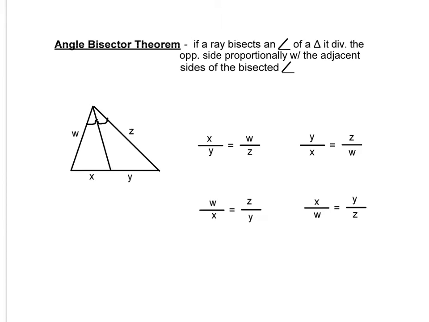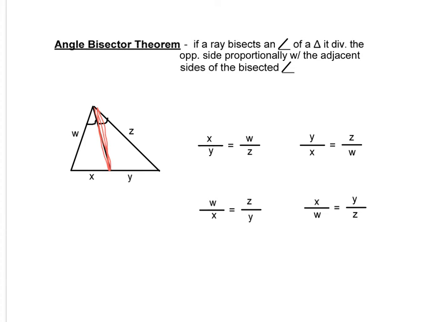The angle bisector theorem. The angle bisector theorem says if a ray bisects an angle of a triangle, it divides the opposite side proportionally with the adjacent sides of the bisected angle. What that means in this picture right here, if this line in red is an angle bisector, which it is because those two little angles are equal, then W is to X as Z is to Y. Or if you want, X is to Y as W is to Z.